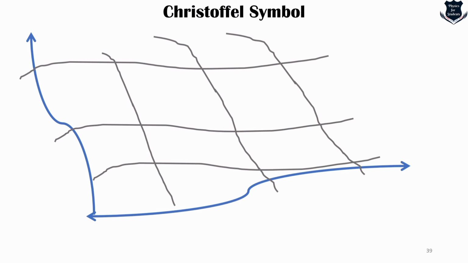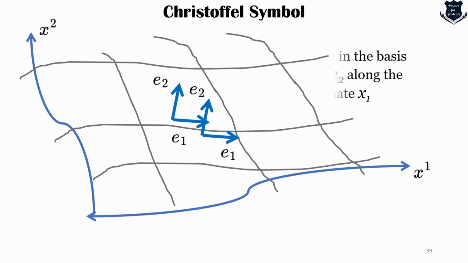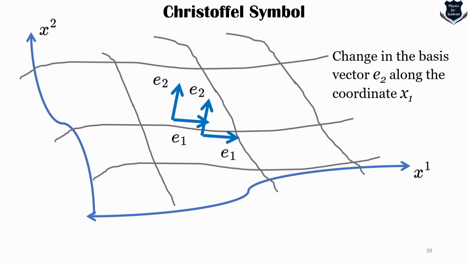So we take this one and plot it as x1 and x2. This is a curved space, right? A curved coordinate system with x1, x2, with the basis vectors e1 and e2. Now just try to imagine, this is very important. Imagine that you move along the x1 axis and see how the basis vector e2 changes along the x1 axis. A small change in a vector along a coordinate axis is simply the partial derivative with respect to that coordinate. Obviously, you have to use a partial derivative because it's changing on a curved manifold.